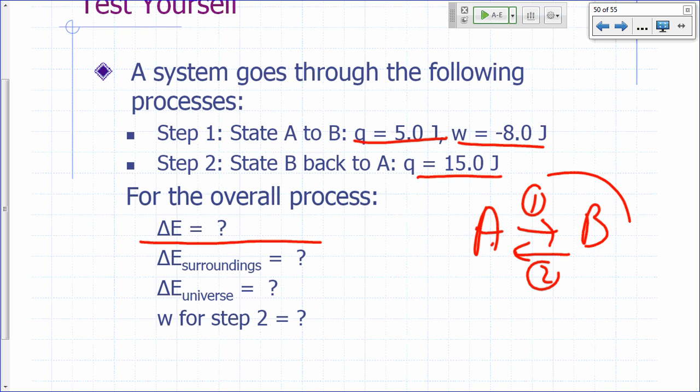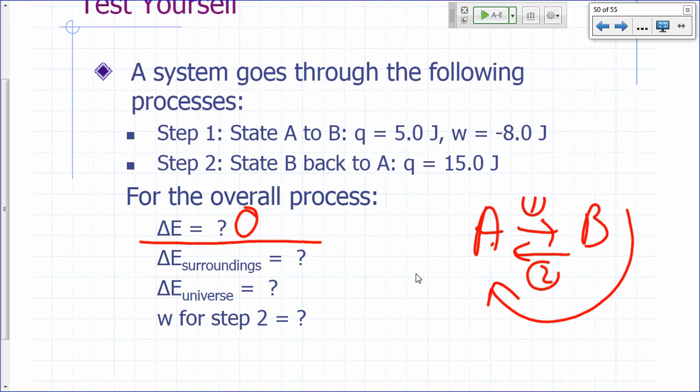It goes from A to B and back to A. What's delta E? 0. Don't be tricked into just adding Q's and W's, okay? Because you're missing some information here. You're not told what the W is for this step.